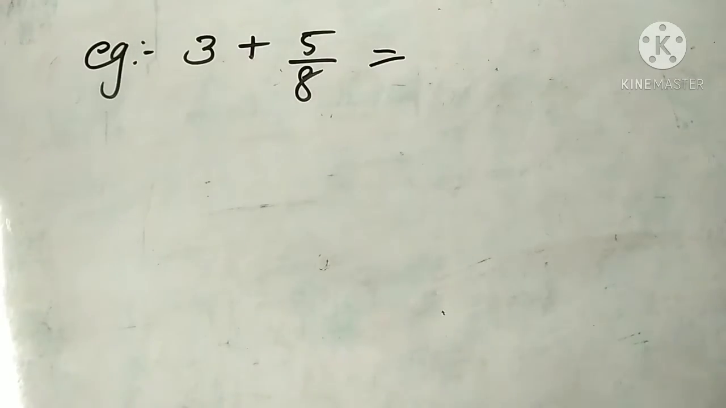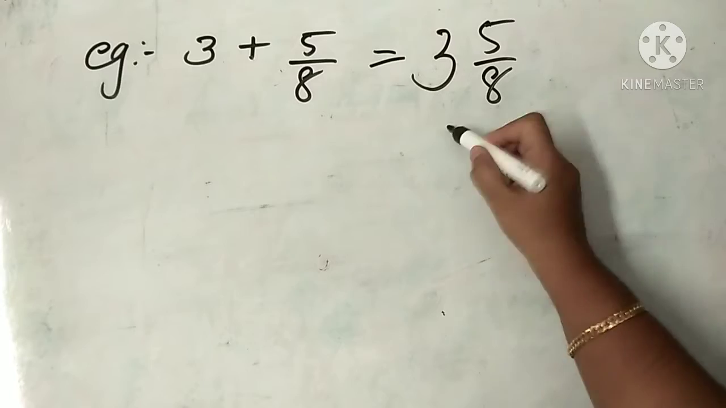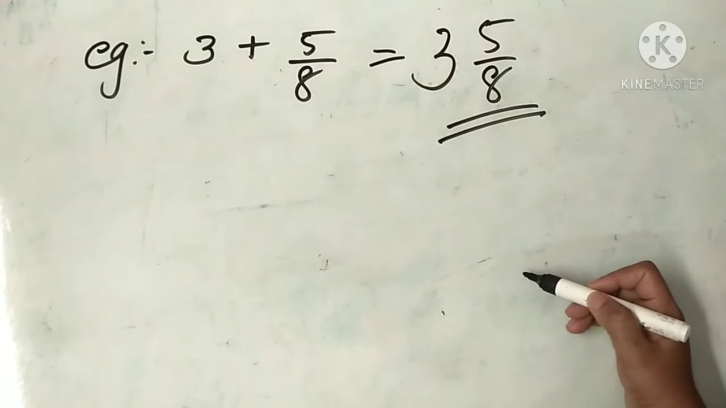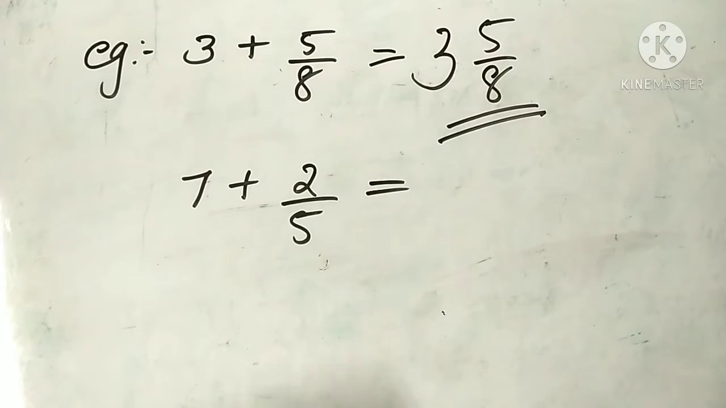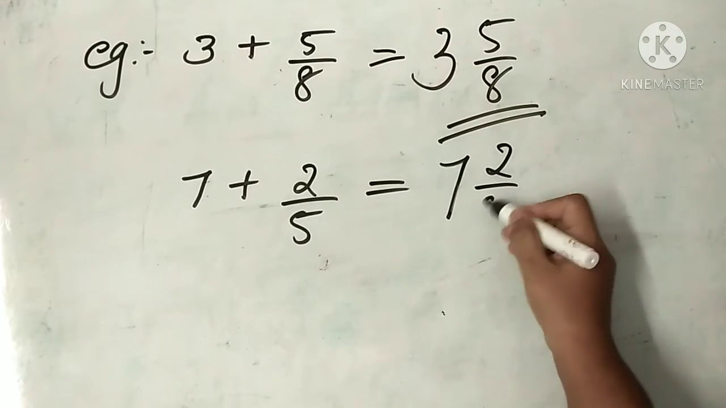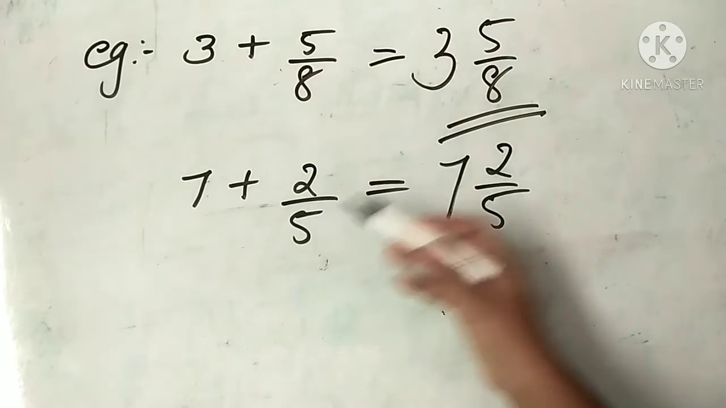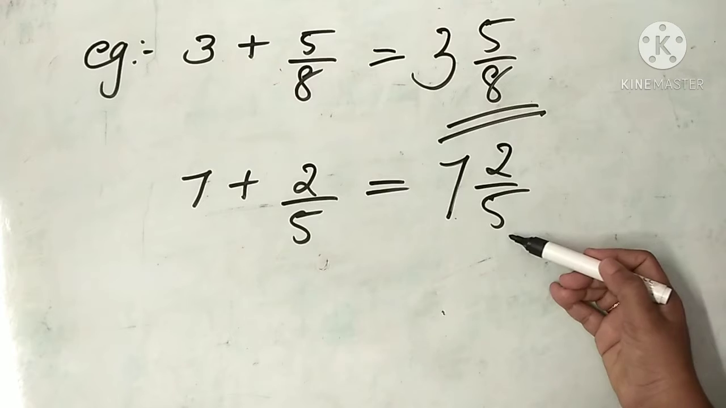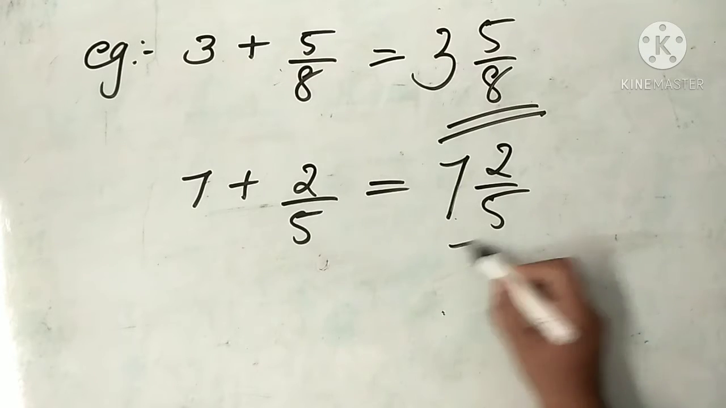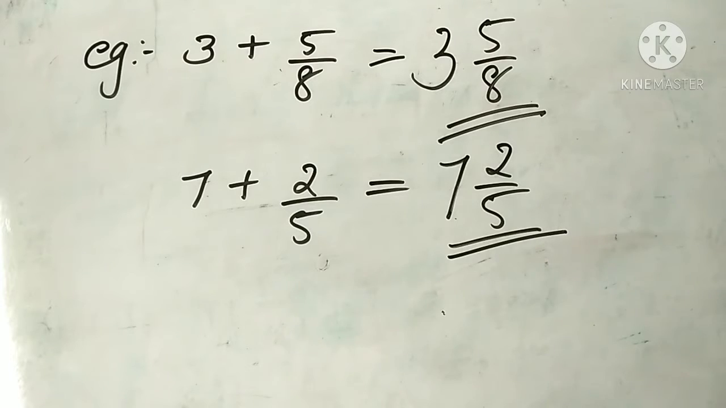3 plus 5 by 8, we can write it as 3 5 by 8. It becomes a mixed fraction. Another example, 7 plus 2 by 5. Here, what will be the answer? 7, 2 by 5. Whole number, we write it as whole number itself, and fractional part, we write it as fraction itself. So, it becomes a mixed fraction, 7, 2 by 5.